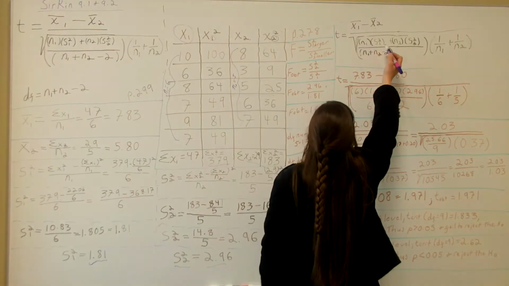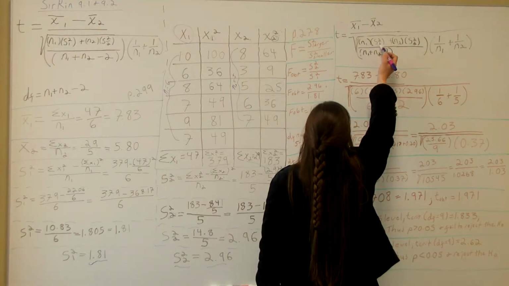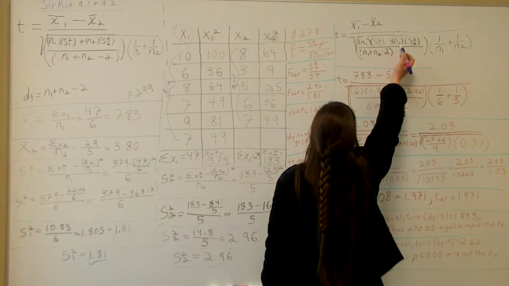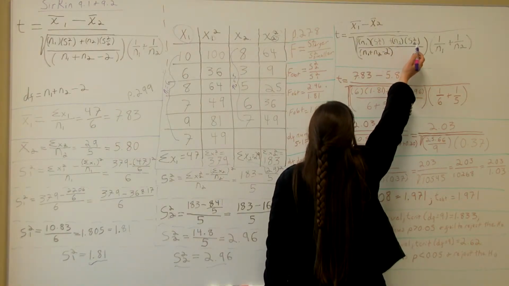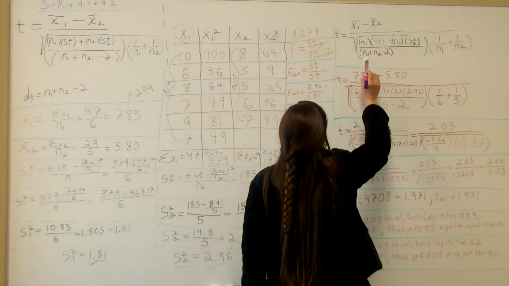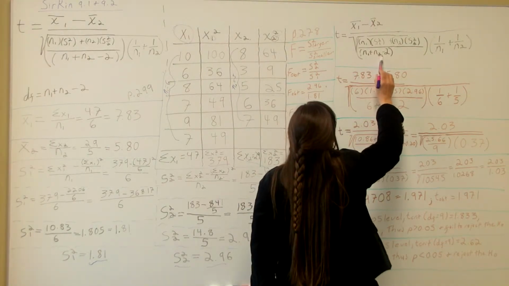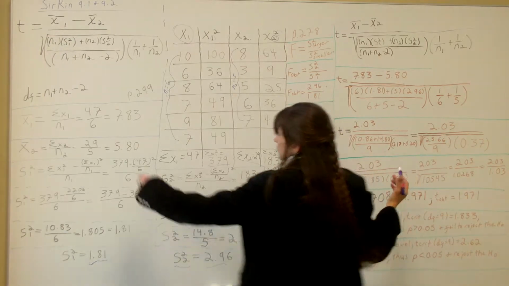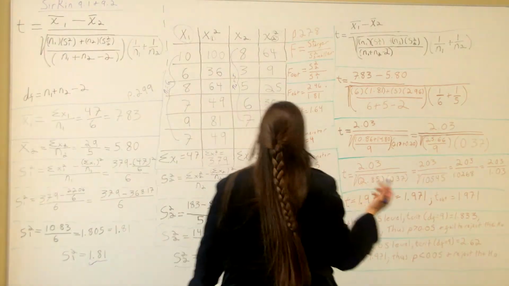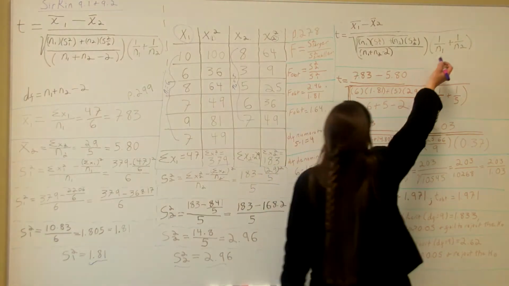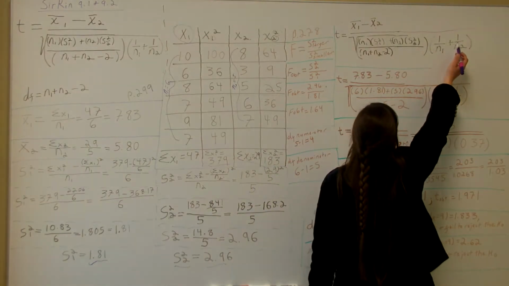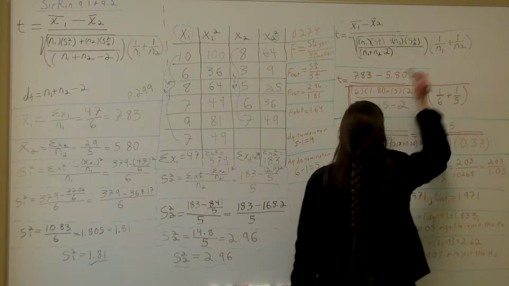N1 times the pooled variance for the first set of data plus the N2, which is your second sample, times the pooled variance of that set of data, over N1 plus N2 minus 2. That's the same as your degrees of freedom over here. That's like your wiggle room for your data, degrees of freedom. And that's multiplied by 1 over N1 plus 1 over N2.